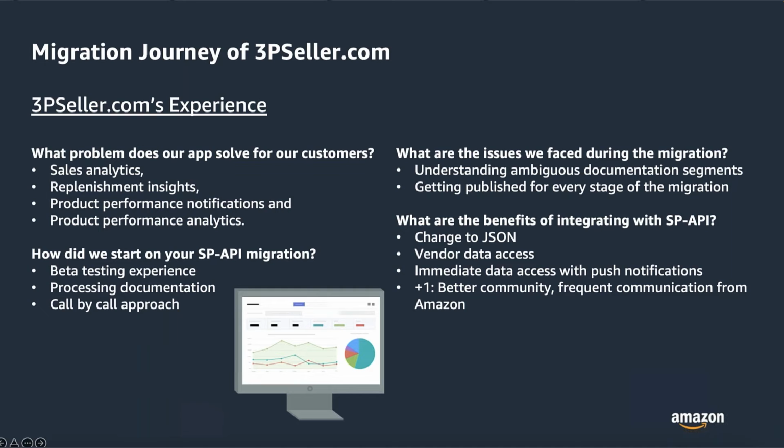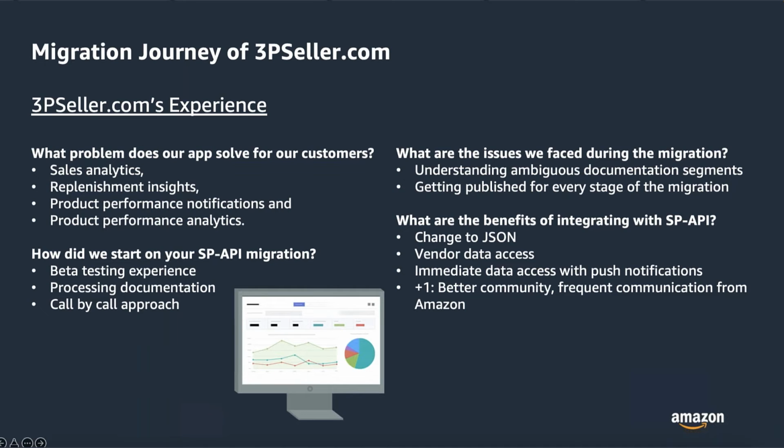Hello, everyone. My name is Ed Timmons. Our application is called 3pseller.com. It provides a complete integration and offers sales reporting, replenishment insights, product performance, notifications, and analytics. We try to pull as many data points from Amazon sources as we can to give our customers better insight into the entire performance on Amazon as a seller. We focus on SMBs mainly, in particular manufacturing. We also appeal to agencies who manage multiple Amazon accounts.